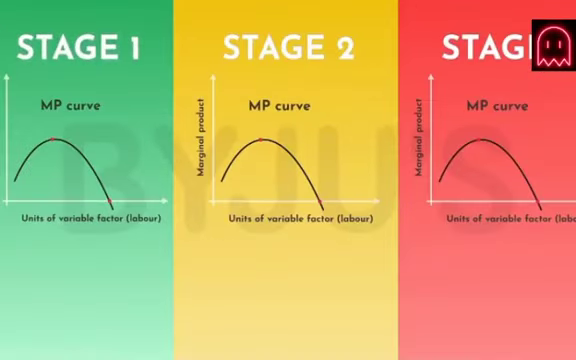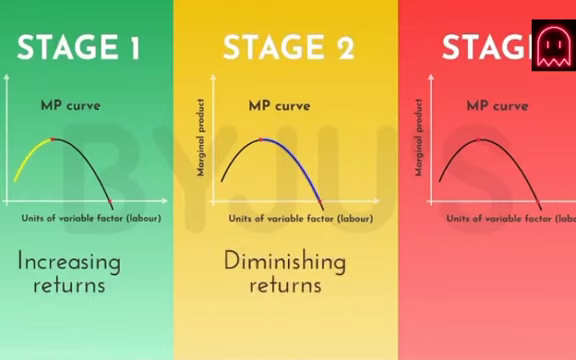Now, as we saw, the law of variable proportions illustrates the three stages of production, also called the three phases of production. Stage 1, when MP is increasing, is called the stage of increasing returns. Stage 2, when MP was diminishing, is called the stage of diminishing returns. And stage 3, when MP is negative, is called the stage of negative returns. What is the significance of these stages of production? The main idea is to see how producers react to these stages.